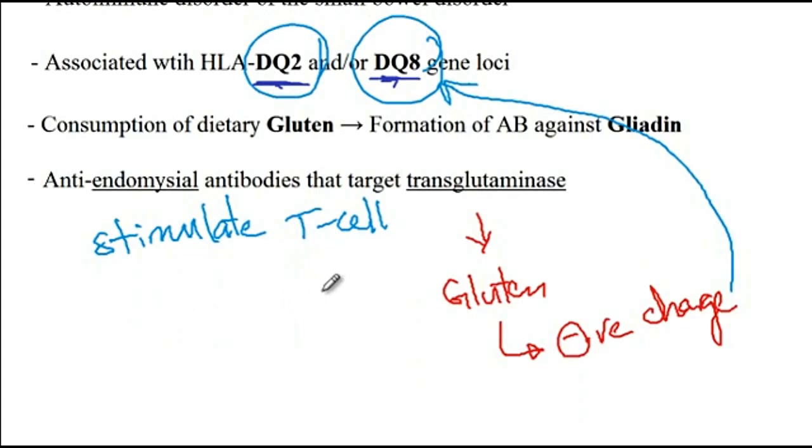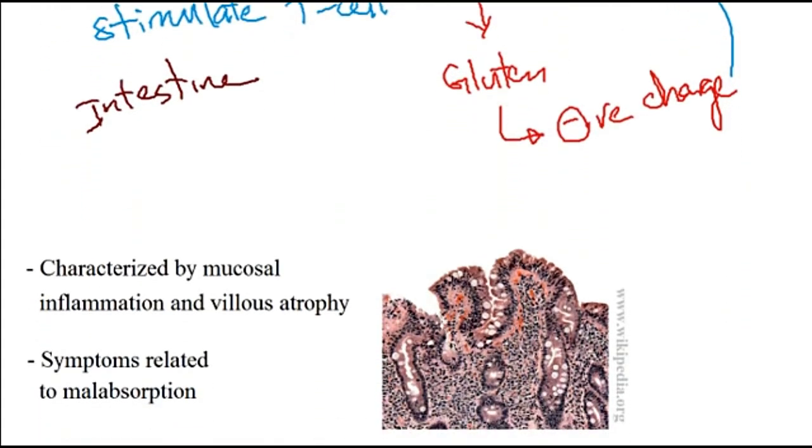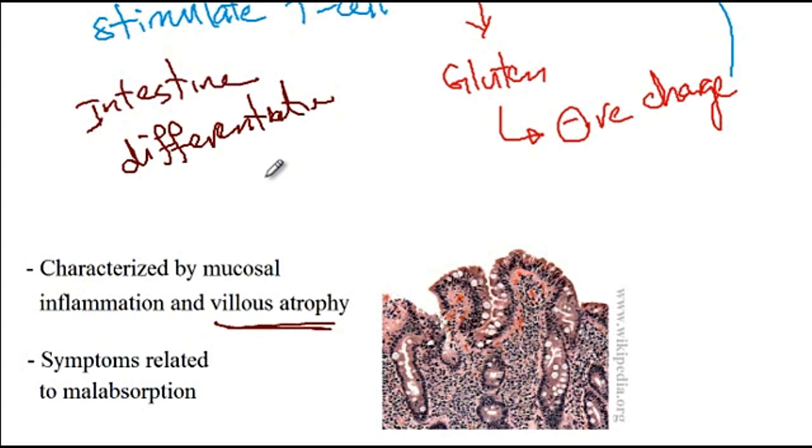In addition, the other function of the transglutaminase is for epithelial differentiation. So if there is a problem with the transglutaminase due to the formation of antibodies that will target it, there won't be any more epithelial differentiation in the intestine. And so the findings that you see with celiac disease are characterized by mucosal inflammation as well as villus atrophy, since now there is no more differentiation of the intestinal epithelial cells.